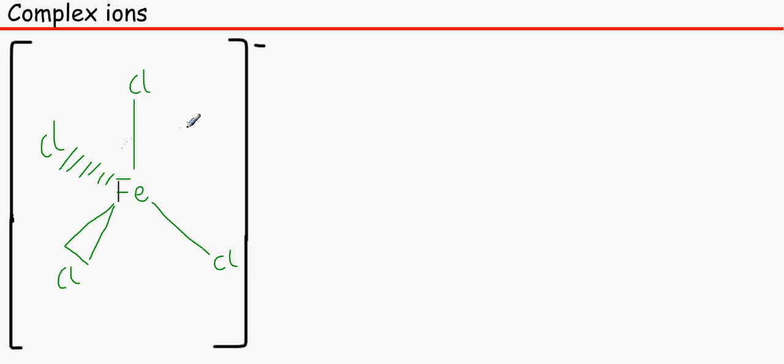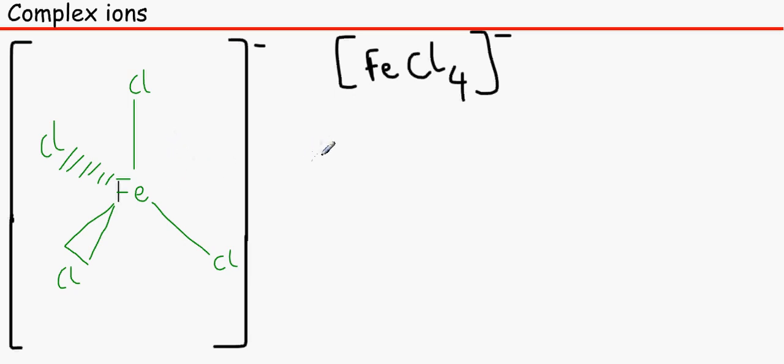Looking at this complex ion, we can see that we've only got 4 chlorine ligands connected to this ion. The way we would write it is FeCl4 minus. Again, what we've used here is Fe3+. We've used the iron(III) compound instead of iron(II).